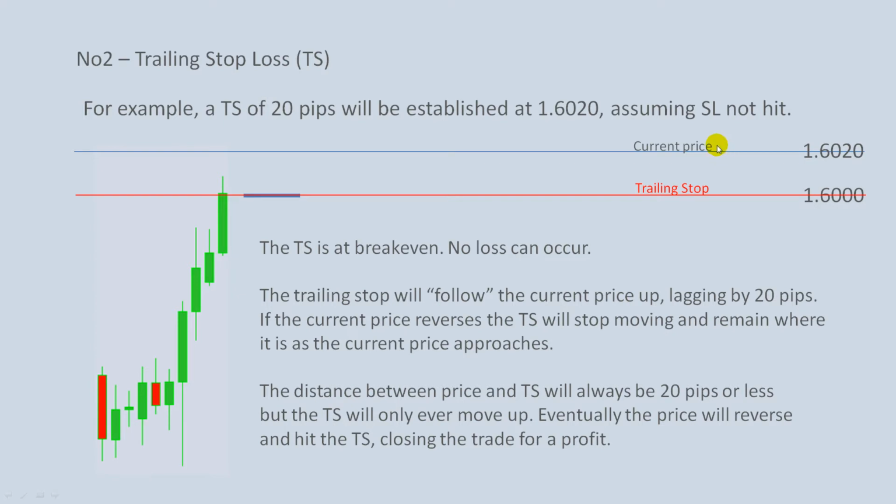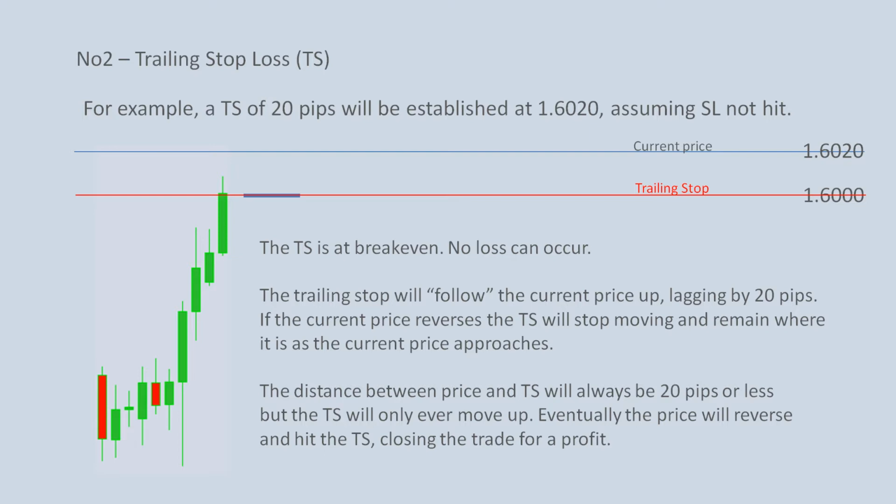So if this current price moves up, the trailing stop will follow it in lockstep 20 pips behind it. If the current price reverses, the trailing stop will immediately stop moving and will just stay there. It won't go back down, maintaining the distance of 20 pips. It won't do that. If the current price reverses, the trailing stop will simply just stop and remain stationary as the current price approaches it.